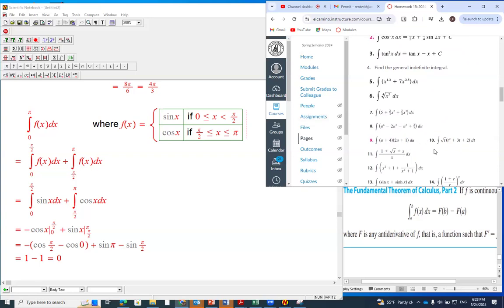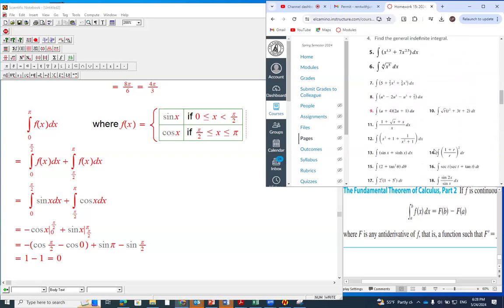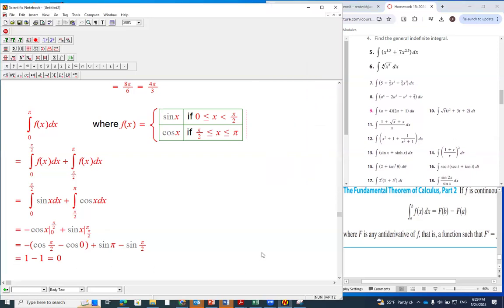Here are a bunch of indefinite integrals. I think I'm going to make a different recording for the indefinite integrals.